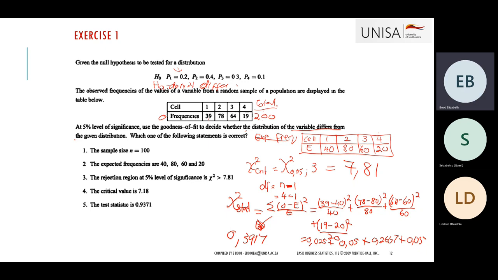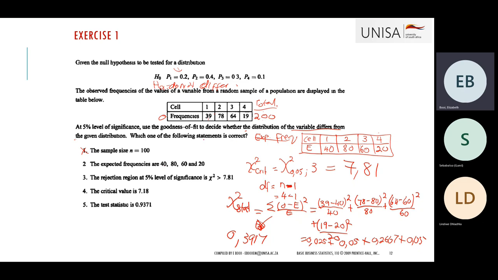Here it says the sample size is 100. Do we have 100, or do we have only four samples? Only four. So this one is incorrect. I'm going to skip. And we are looking for the correct answer, right? Usually, most of the time, we always have problems with this.